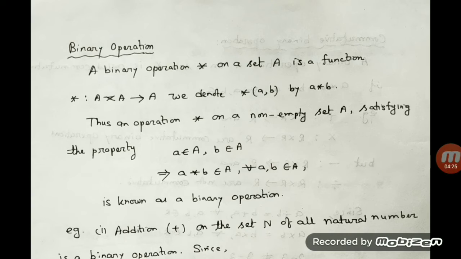So if you want to check whether any operation is binary or not, you have to take any two elements from the given set and do the operation. And if the resultant is again present in the same set, then we call that operation a binary operation. And if it is true, it must be true for all, for each and every element. And if it fails even for a single example, then that operation will not be a binary operation. Let me give you some examples.